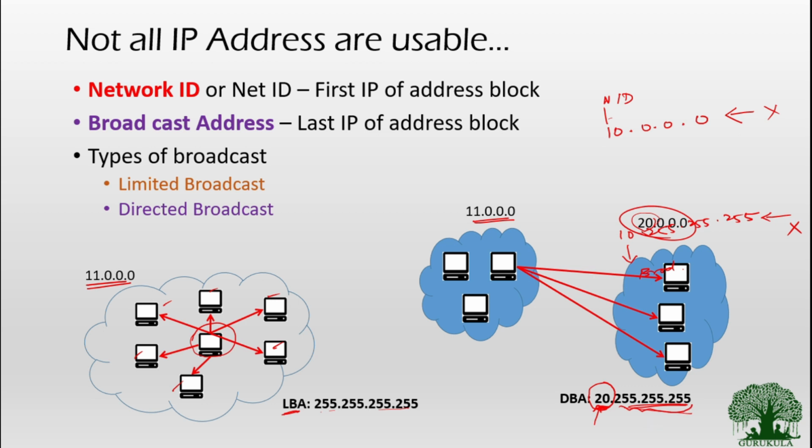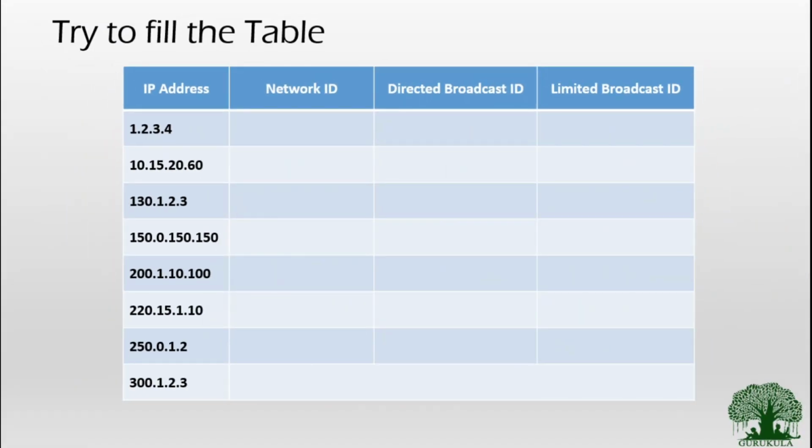So you can understand the limited broadcast and directed broadcast with this simple exercise. What you can do is try filling this table. You can pause the video here, and try to fill the table with the network ID given the IP address. I will solve one problem for you, and you can solve the remaining ones. Given the IP address 1.2.3.4, what will be the network ID?